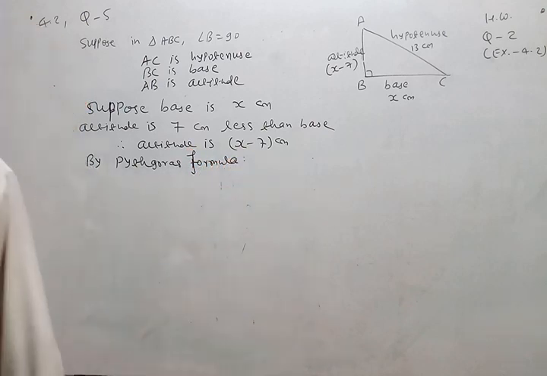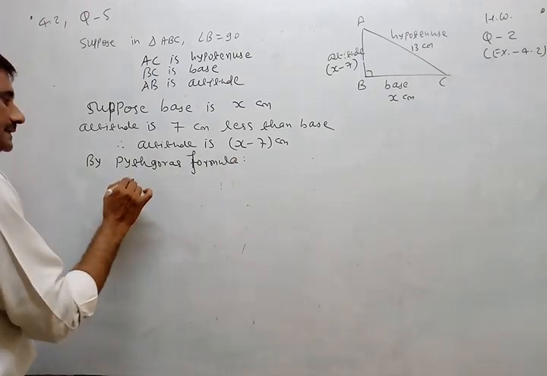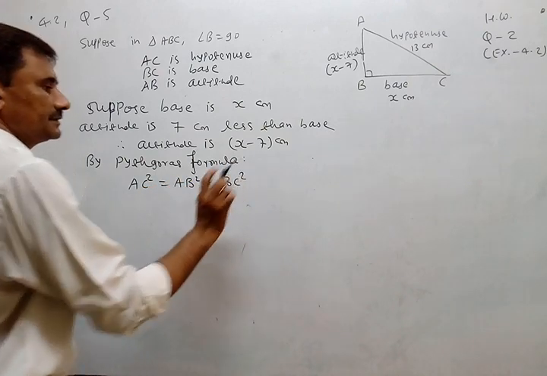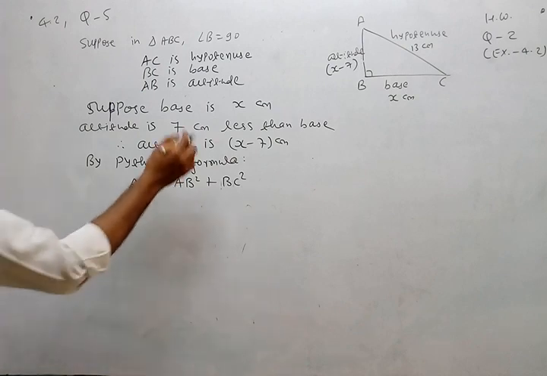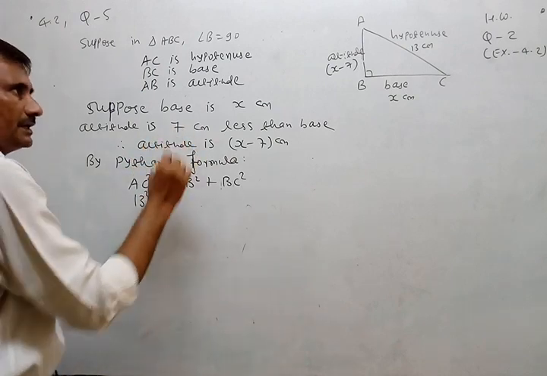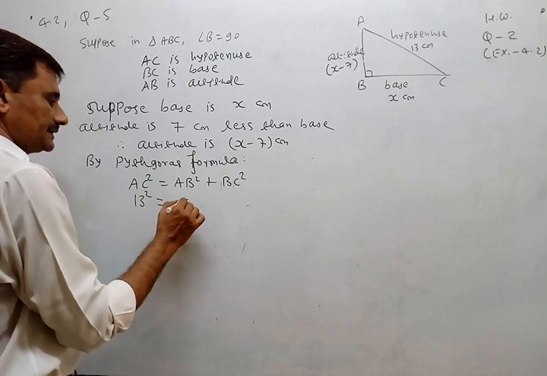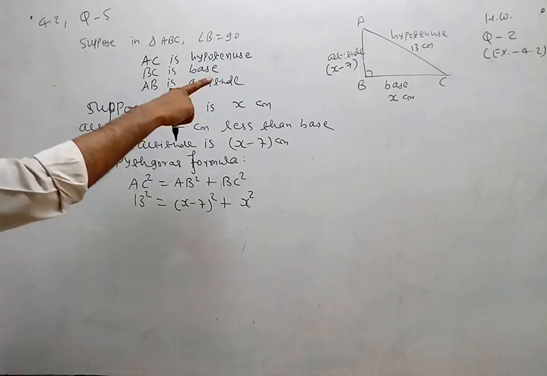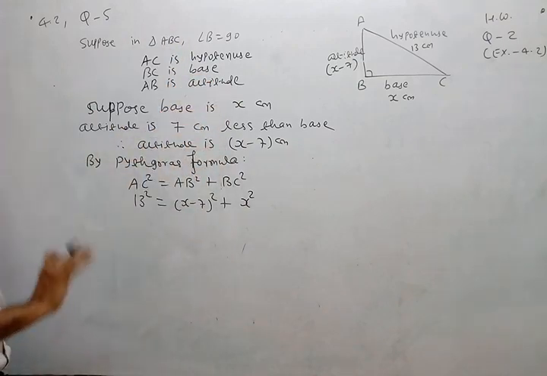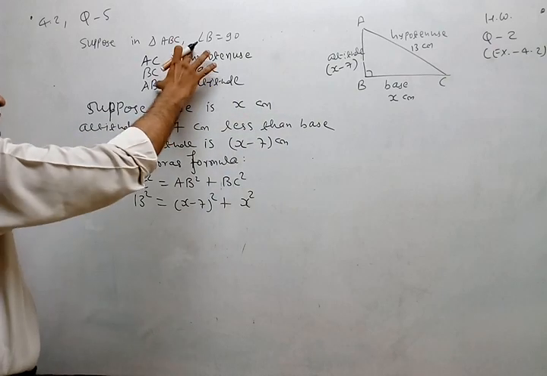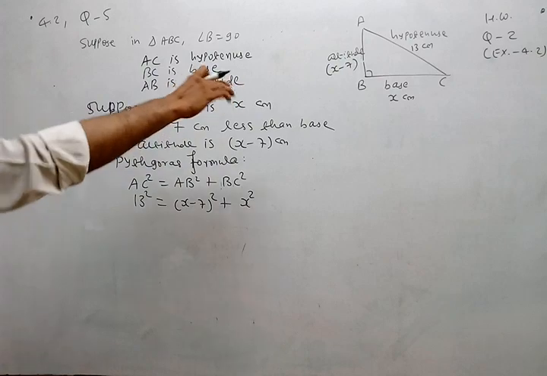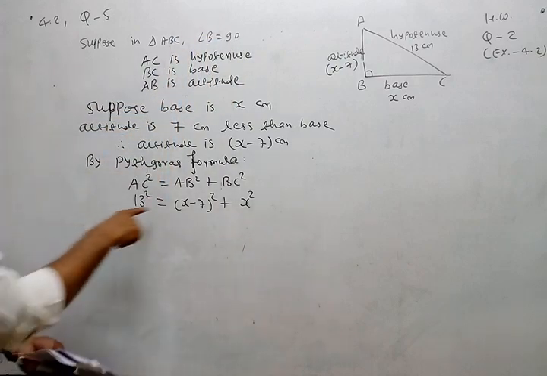Do you know what the Pythagoras formula is? AC square is equal to AB square plus BC square. Now what is AC square? 13 square. AB is (x minus 7) square, BC is x square. Everything is clear there. Understand? So always figure, then description, then one is supposed, another one is found. After that, known or unknown, you have to use Pythagoras formula.